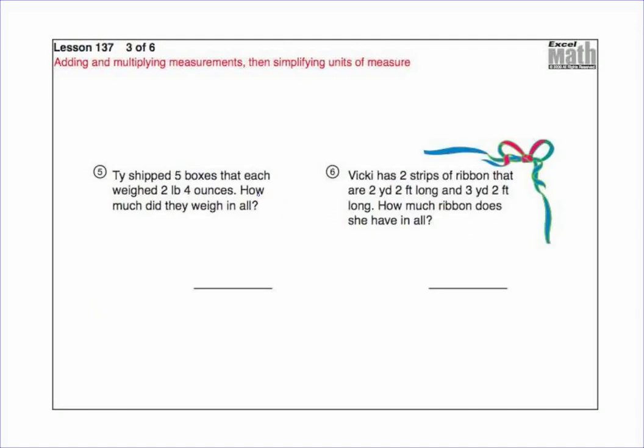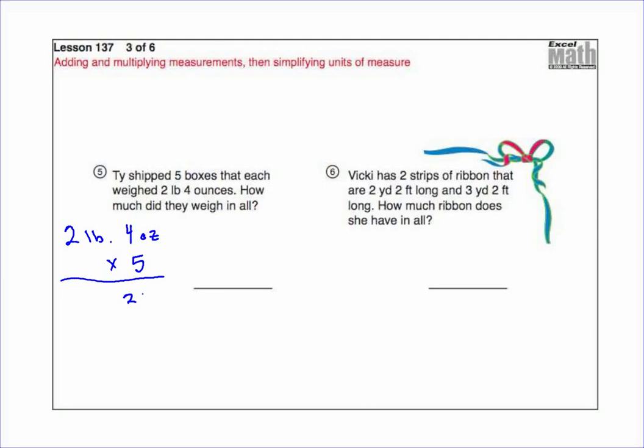All right, here are a couple of problems. We're going to go ahead and do the first one together, and then you can do the next one on your own. So stay with me here on number 5. Ty shipped 5 boxes that each weigh 2 pounds, 4 ounces. How much did they weigh in all? So we're going to take 2 pounds, and let's put labels with these so that we don't get confused. 4 ounces, go ahead and write that on your page, and we're going to do that 5 different times. All right, you might have to pause the video if I'm going too fast for you. But just go ahead and put this on your paper and make sure you're understanding what I'm doing here.